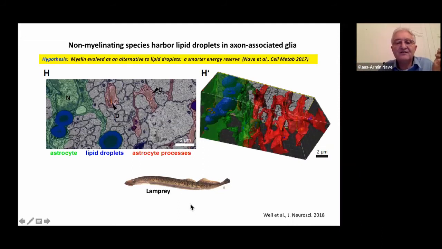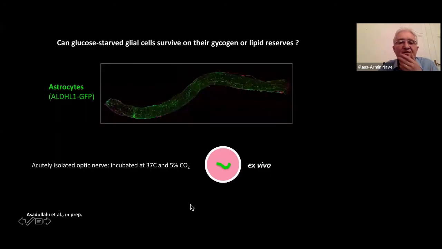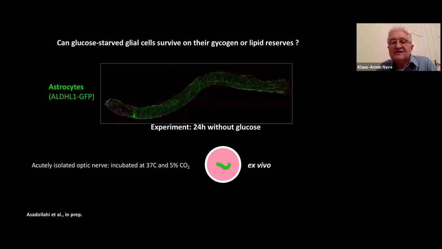So in order to address that, we made one experiment, which is we took oligodendrocytes and astrocytes, the whole white matter out of the intact brain, using our optic nerve again, and just put it in the culture dish ex vivo and incubated it for several hours. And asked the question now, can oligodendrocytes and astrocytes and other glial cells survive in the absence of glucose for an extended period of time? Now, in this particular image, you see the optic nerve, which has been labeled for astrocytes with a GFP label.